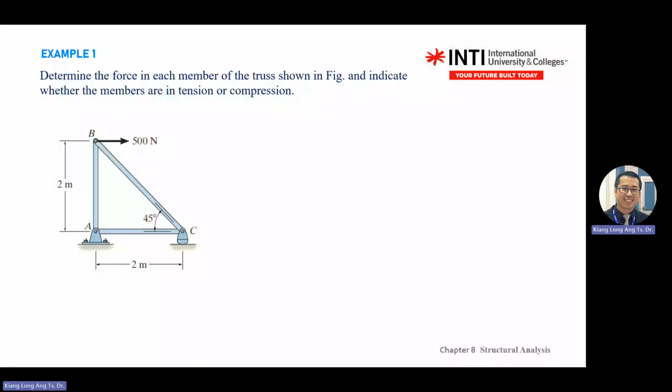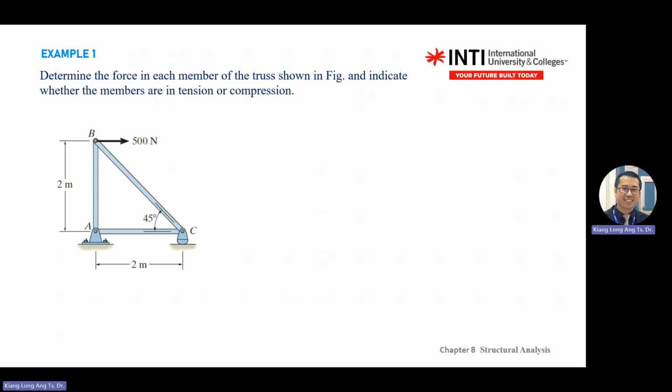So let's say we take this diagram to do analysis. Determine the force in each member of the truss and indicate whether the members are in tension or compression. If you see this kind of question, it asks you to indicate whether the member is in tension or compression. It is a chapter 8 question. So in chapter 8, remember you need to use the method of joints to solve. Just for your info, you don't see tension or compression indicated in other chapters. It only applies in chapter 8.